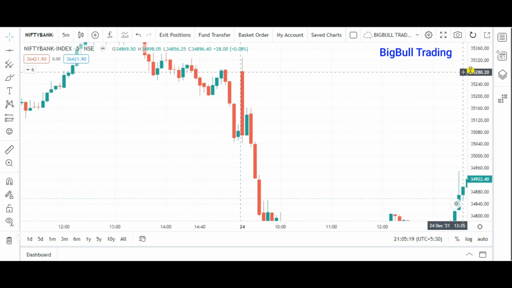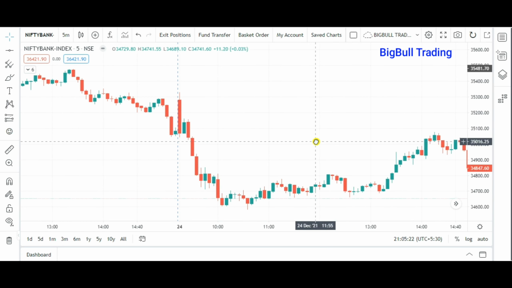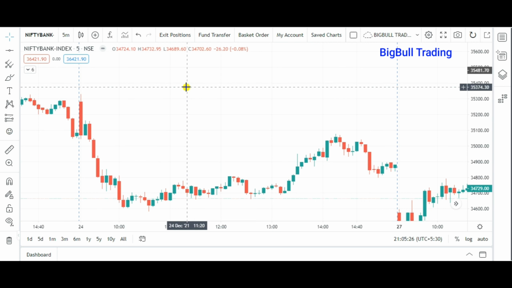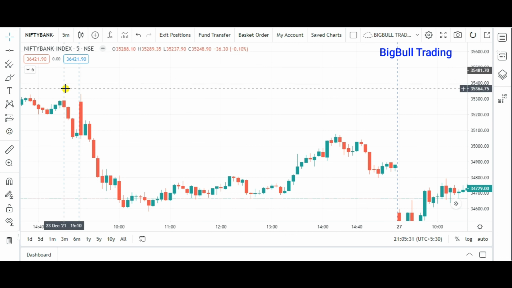So friends, I will just share some of the rules for this strategy. First of all, in a day, you can take a maximum of 2 entries. First, you take the entry on the first 5 minutes candle.